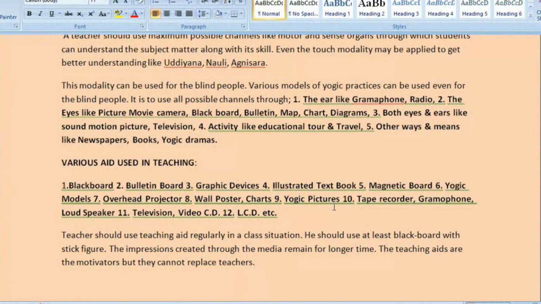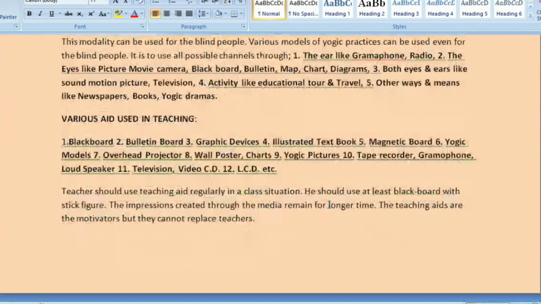It is to use all possible channels. First, through the ear, like gramophone, radio. Second, the eyes, like picture, movie camera, blackboard, bulletin, map, chart, diagram. Third, both eyes and ears, like sound motion picture, television. Fourth, activity, like educational tour and travel. Fifth, other ways and means, like newspaper, book, and yogic dramas.